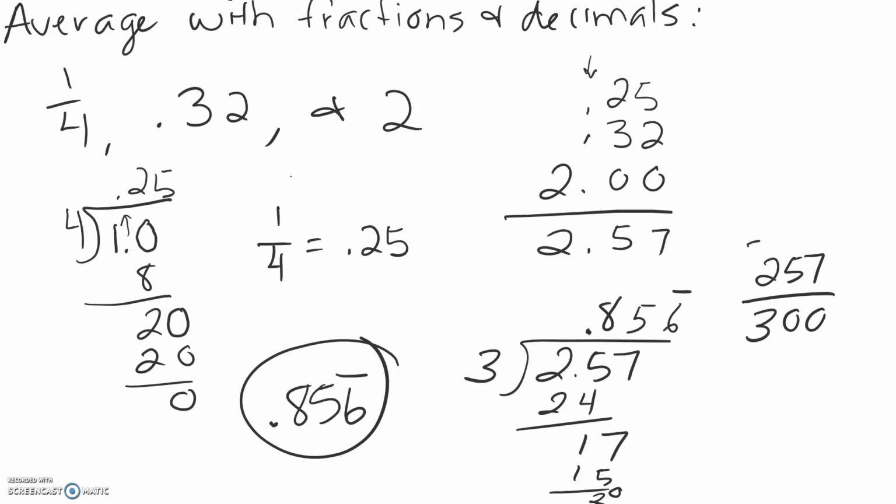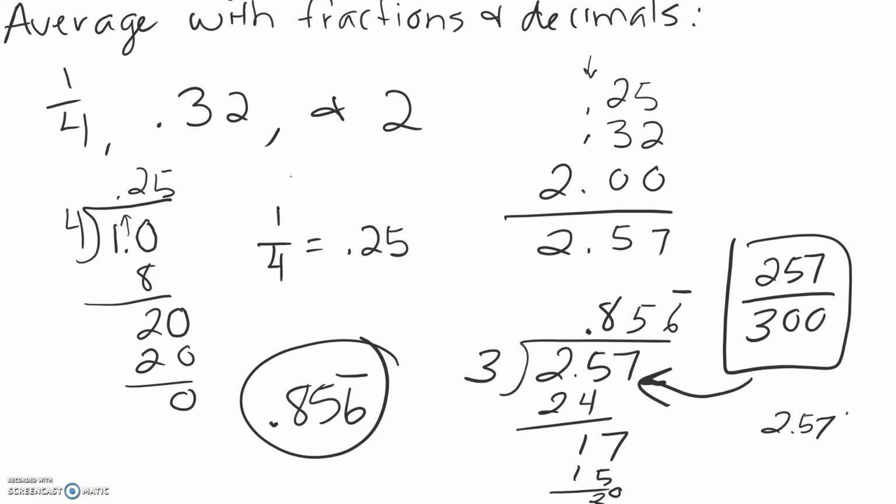Now remember a minute ago we found that the answer was 257 over 300. That was our fraction answer. Look at this, it's exactly the same problem we just worked. 257 divided by 300 is the same as 2.57 divided by 3. So we're getting the same number, it's just expressed in two different ways, and it tells us the same answer. Whichever method you're more comfortable with, that's the one you should use.